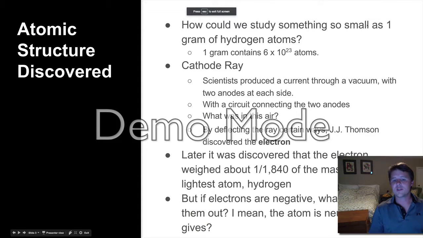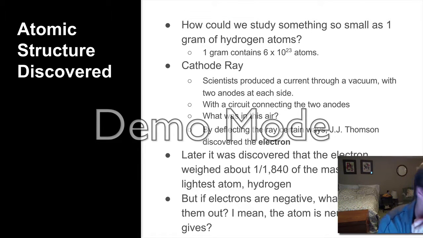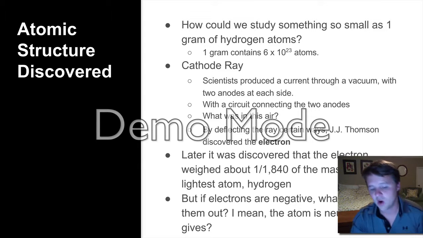So what was in this air was what the scientists were trying to figure out. They were trying to figure out what was electricity. And then a scientist by the name of J.J. Thomson discovered the electron, that the electron was in there. Later it was discovered that the electron weighed about 1/1840th of the mass of the lightest atom, hydrogen. So they discovered that the electron was a really, really small part of the atom.